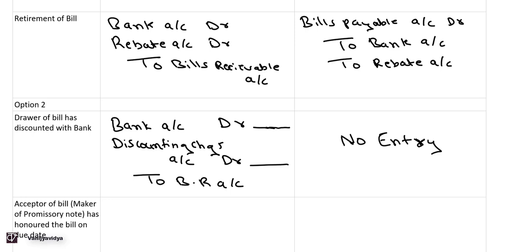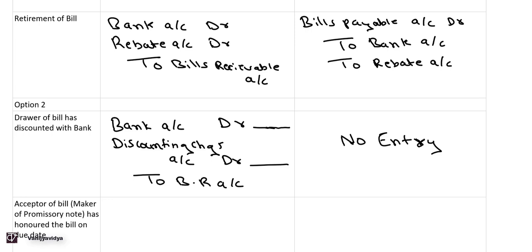Now, the acceptor of the bill has honored the bill on the due date. In the books of the drawer, the bill was discounted with the bank and the acceptor has honored it on the due date. Now, the bill receivable is with the bank since it has been discounted, and the drawer has already received a payment against that bills receivable from the bank.